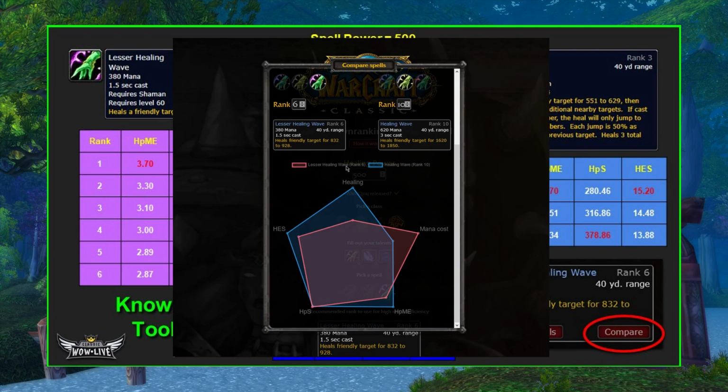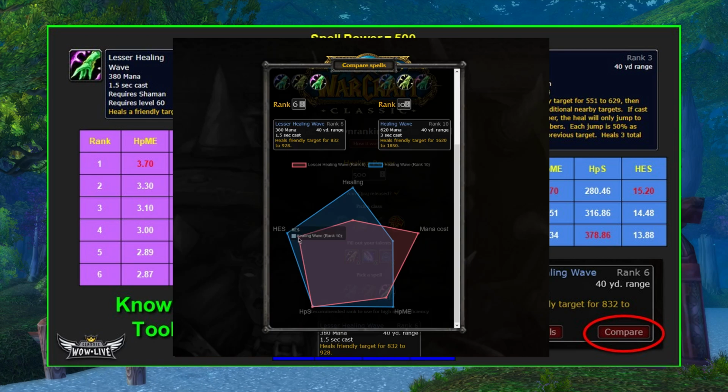For this comparison, we're going to use 500 spell power. As you can see on the radar plot, DpME is less for Lesser Healing Wave compared to Healing Wave, but the HPS is higher. You can put out more healing in a unit time with Lesser Healing Wave than you can with Healing Wave. And finally, when we take both metrics into account, HES, of course, Healing Wave is higher in a 1-to-1 ratio because it considers DpME equal to HPS.